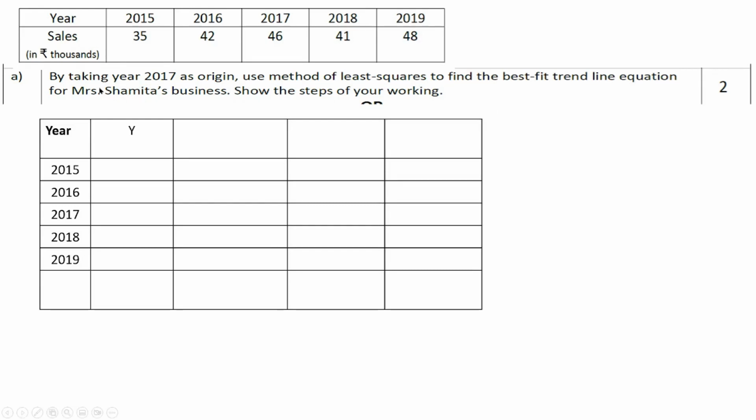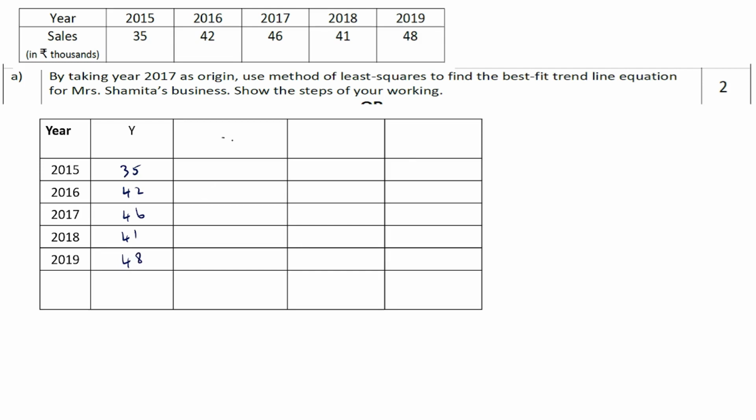So the data which is given in the question, it is here. Here we have the first subdivision. It has an internal choice and it carries 2 marks. By taking year 2017 as origin, use method of least squares to find the best fit trend line equation for Mrs. Shamita's business. Show the steps of your working. So here we have to use the method of least squares to find the best fit trend line. So here we have the various years written here and then the value for y. Here we take sales in rupees 1000 as y. So it is 35, 42, 46, 41 and 48.